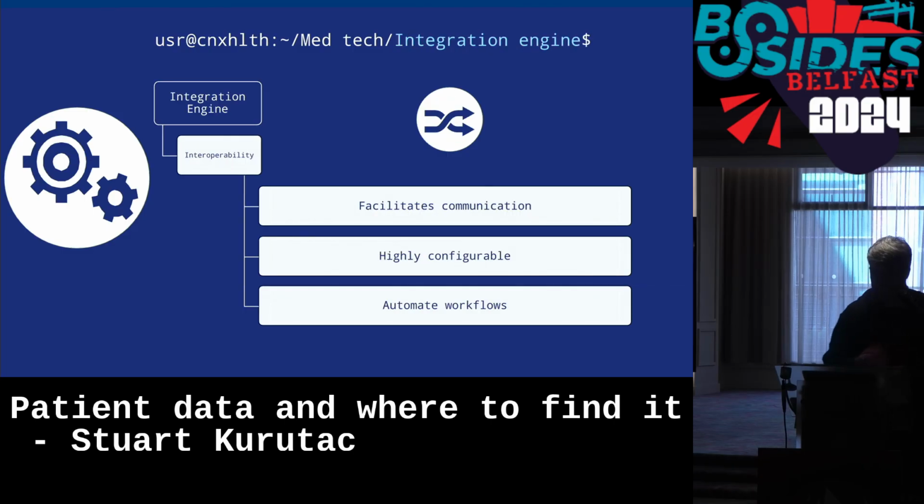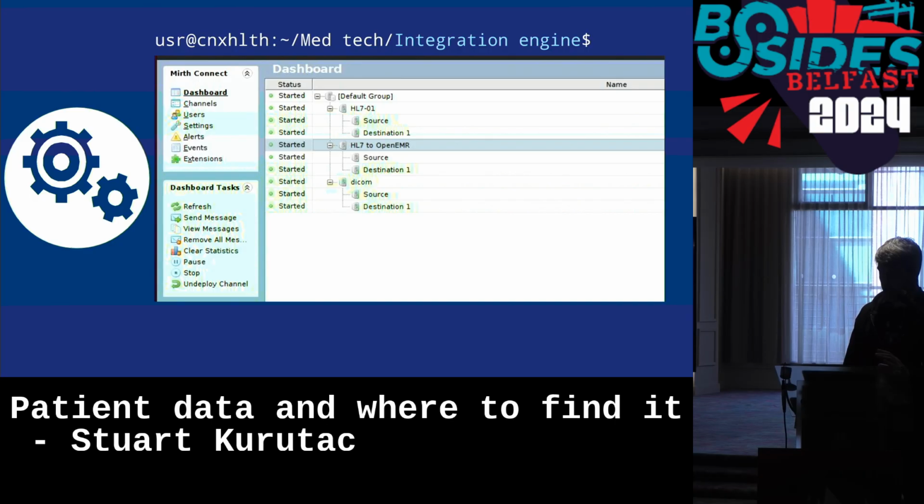With the integration engine, I said it facilitates communication with lots of different devices. It's highly configurable, so you can put Java in there and make it do all sorts of mad things. And it's also used to automate workflow, so there could be multiple steps involved. Now, Mirth Connect is an open source one. Again, there's lots of open source options for everyone to go out and have a little play around with these things. It's written in Java.